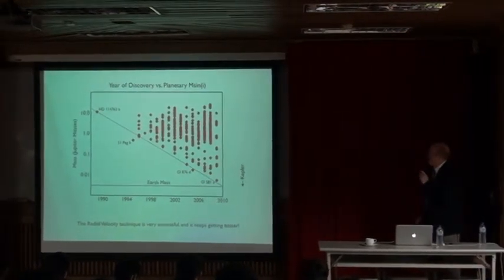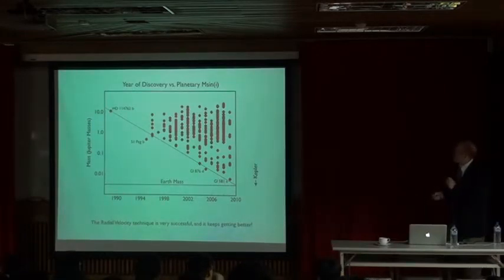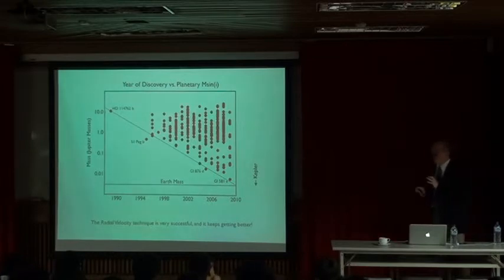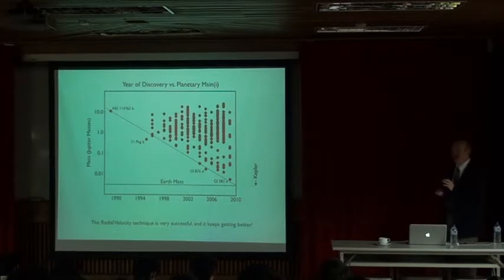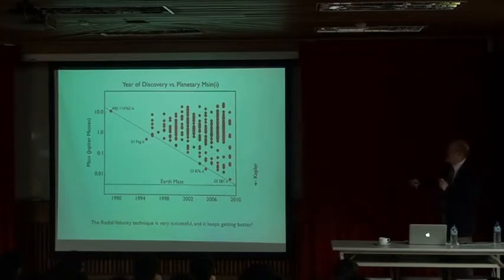So the radial velocity technique has been extremely successful. Until very recently, almost all of the extrasolar planets that were known had been discovered by the radial velocity technique, and really had been discovered by just a small number of teams, because there are only so many combinations of telescopes and spectrometers that can do these special techniques. But as the years have gone by, this technique has gotten better and better.